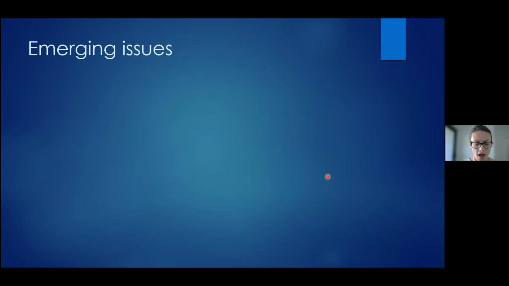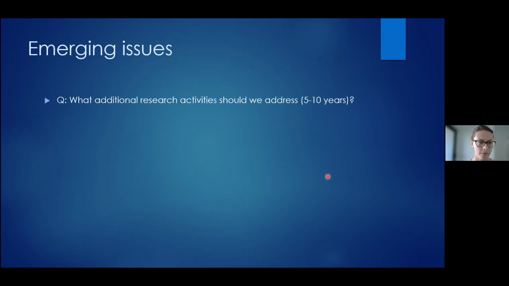Now, as part of the second survey, as well as asking people to rank all the priorities, the 74 priorities that we presented to them, we asked people, is there anything we've missed? Is there anything that should have been raised in the first survey that wasn't? And when we looked through the responses to that question, there were four key themes that tended to come out. So the question that we asked was, what additional research activities should we address over the next 5 to 10 years? And the first theme that came out was around participant diversity.